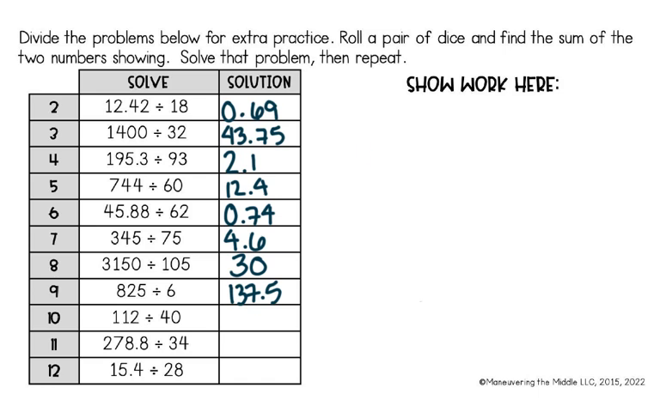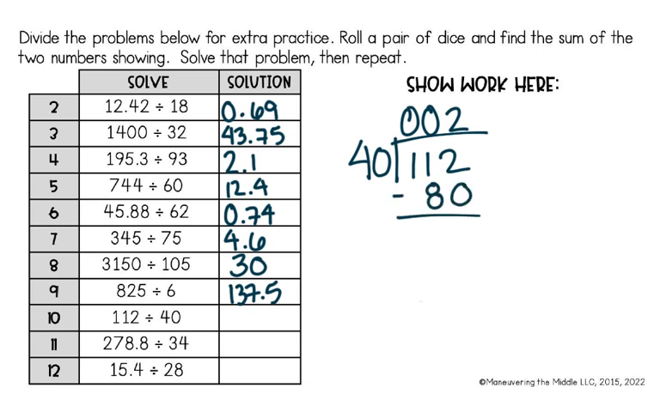112 divided by 40. 40 can't go into 1, it can't go into 11, but it can go into 112, and it can go in twice. 2 times 40 is 80. Go ahead and subtract. 2 minus 0 is 2. 1 minus 8 we can't do, so I'm going to borrow from the 1. That becomes a 0. 1 becomes 11. 11 minus 8 is 3. We have a remainder of 32.